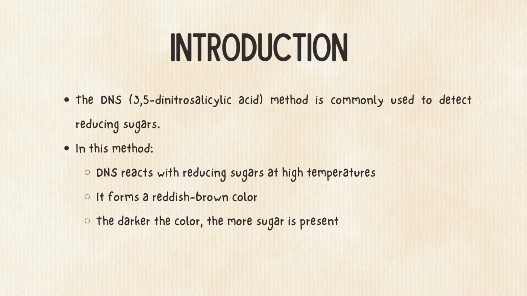The DNS, 3,5-dinitrosalicylic acid method, is commonly used to detect reducing sugars. In this method, DNS reacts with reducing sugars at high temperature and forms a reddish brown color. The darker the color, the more sugar is present.